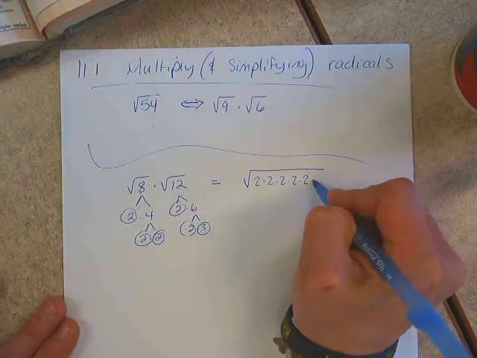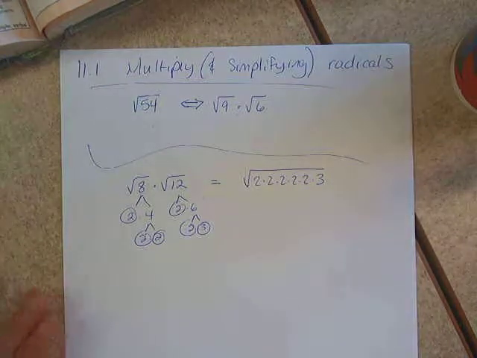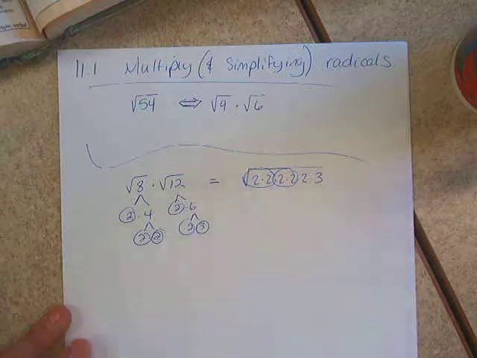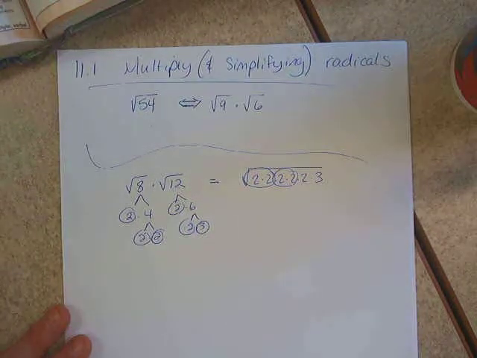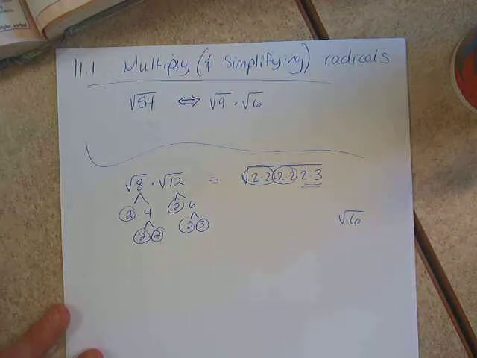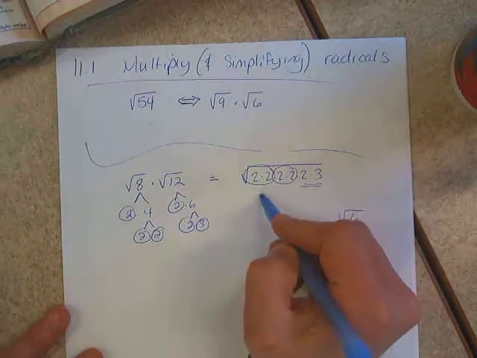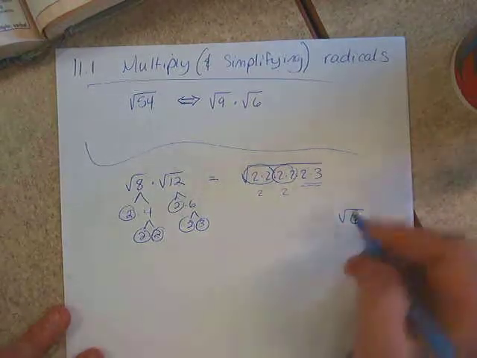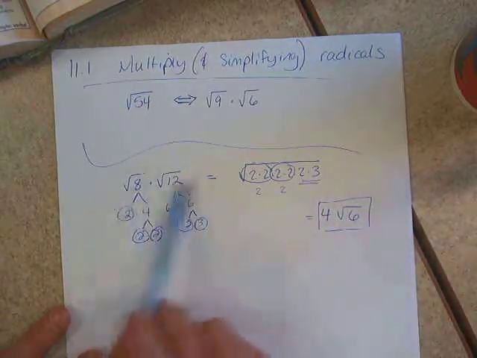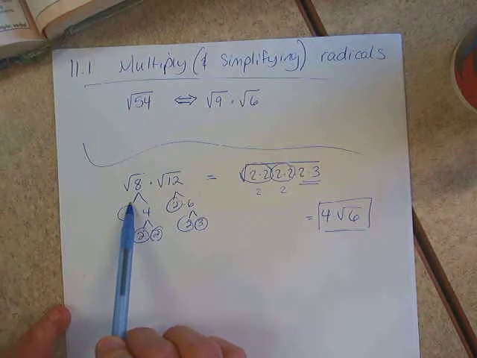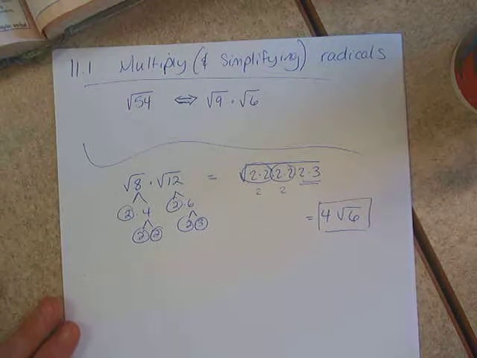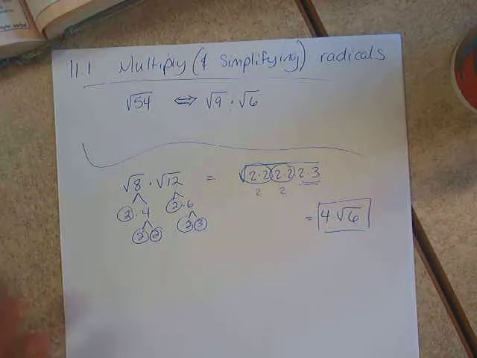So we're going to put these all in the same radical. So 1, 2, 3, 4, 5 2's and a 3. We're going to take out the pairs. So inside my radical is 6, and outside would be 4. So the answer to what is the radical 8 times the radical 12 would be 4 radical 6.